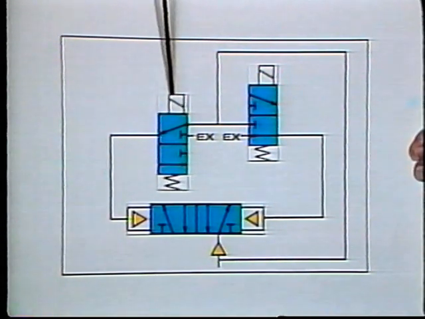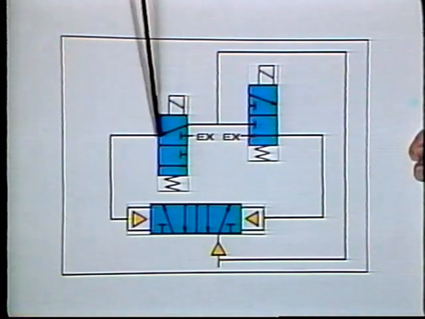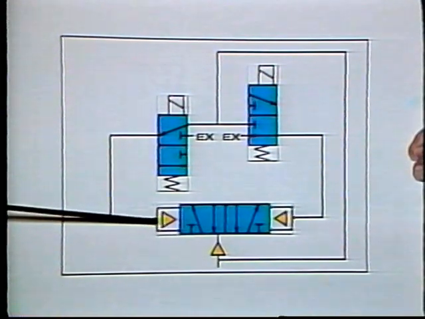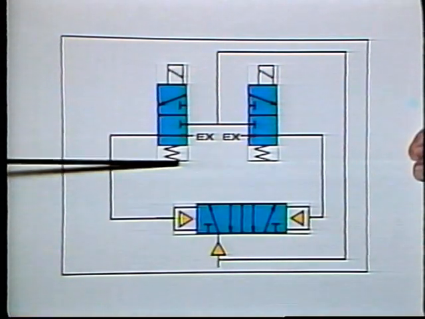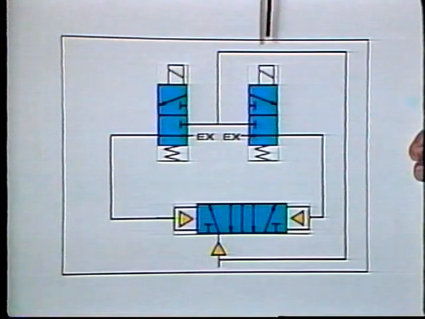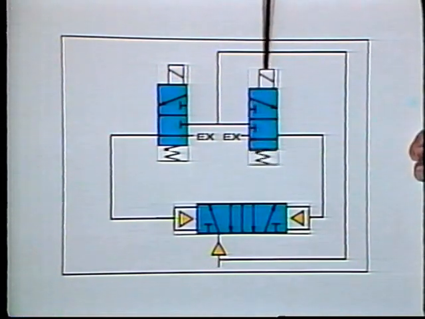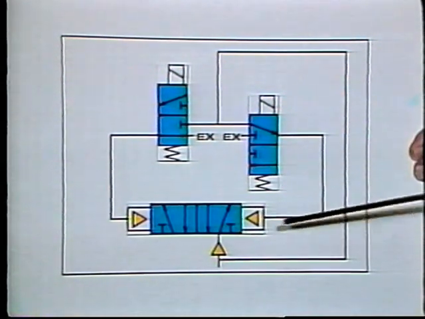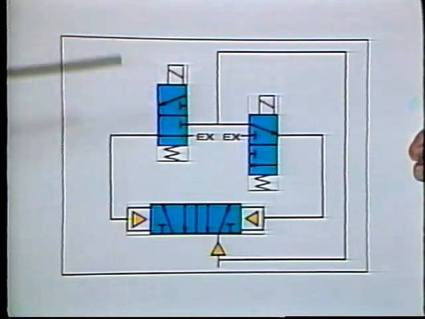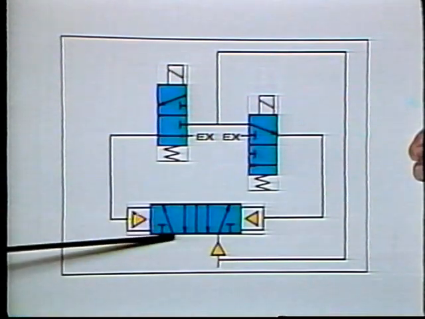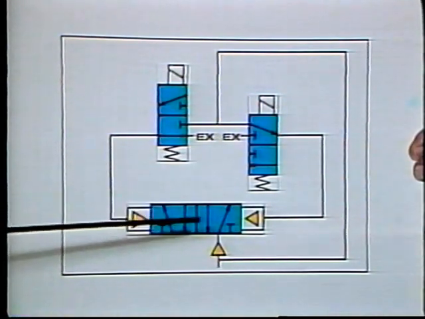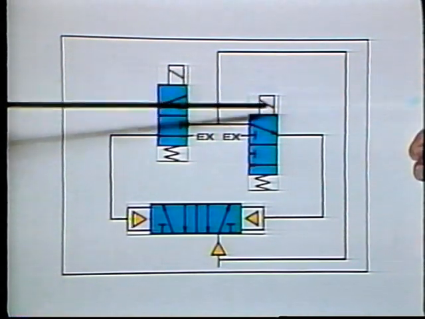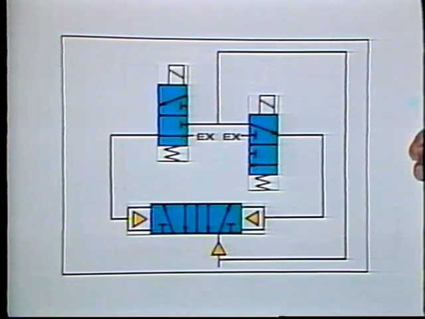If we activate this solenoid, this valve will shift, and pressure will be sent down this pilot line and cause the main valve to shift. Then, if we activate the other small valve, the main valve will shift back the other way. The complete name for this type of setup would be a four-way, two-position, solenoid-controlled, pilot-operated, directional control valve.